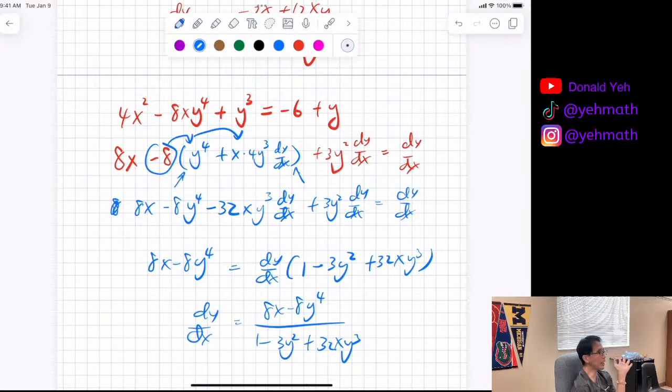Does everybody understand this? I just made a mistake. For some weird reason, my mind kind of split. When I copy down the y to the fourth, I copied down y to the third, but it's actually y to the fourth. So if I distribute, that's gonna be negative 8 y to the fourth, and that's dy dx.